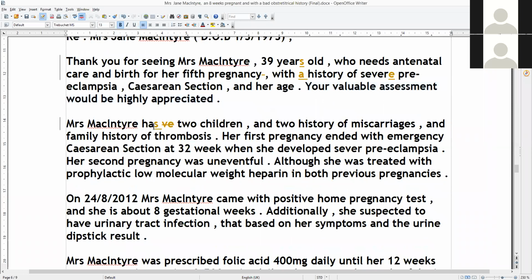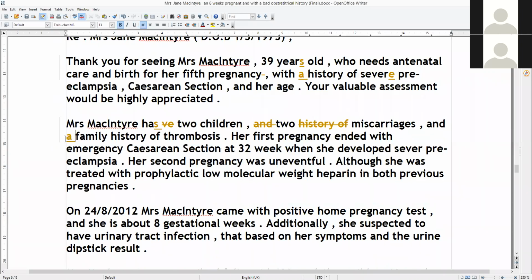has 2 children and 2 histories of, well, 2 miscarriages. And Miss MacIntyre has 2 children, don't need that, 2 miscarriages, and a family history of thrombosis. The first pregnancy ended with an, because it's in the E, with an emergency cesarean section, 32 weeks.